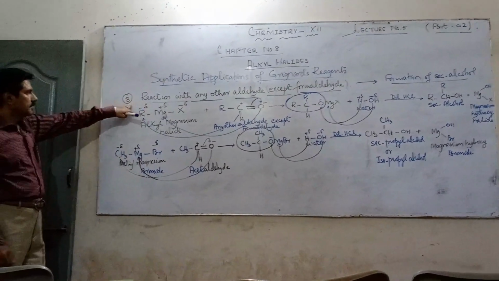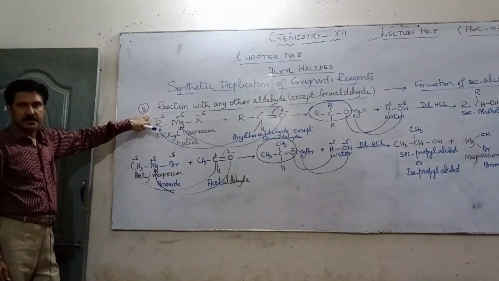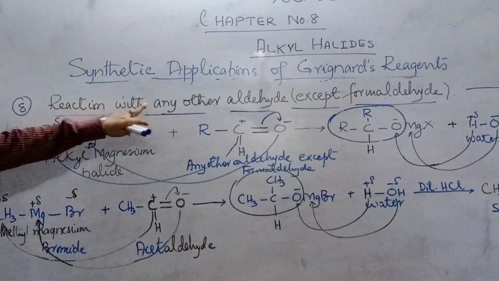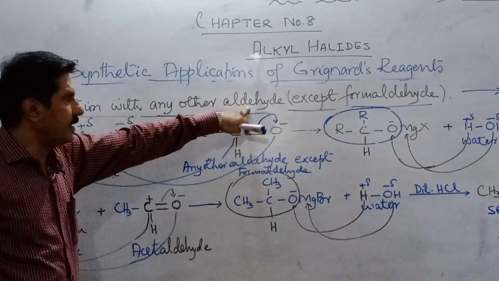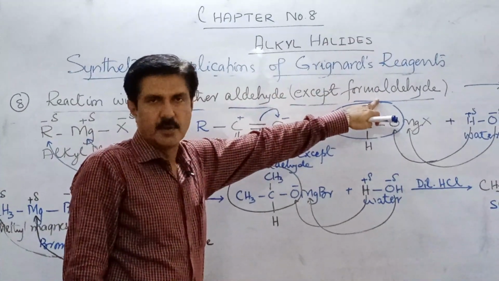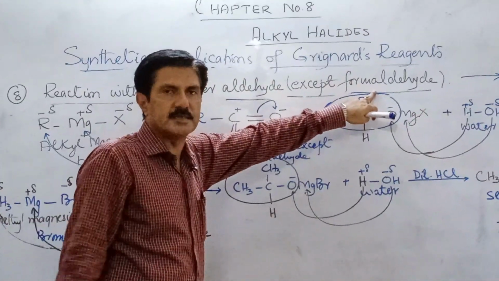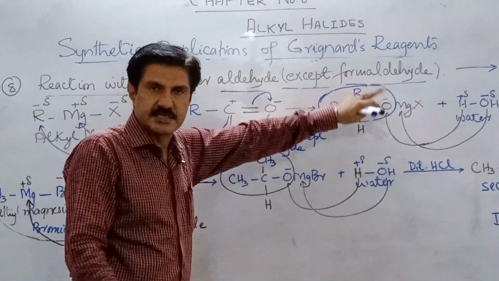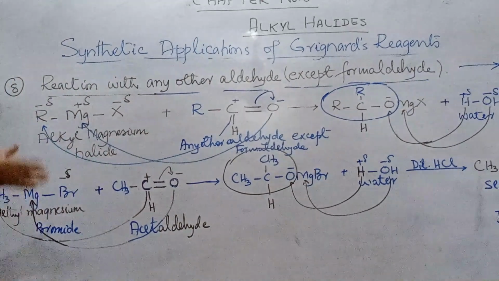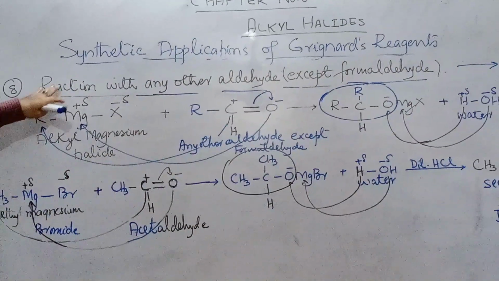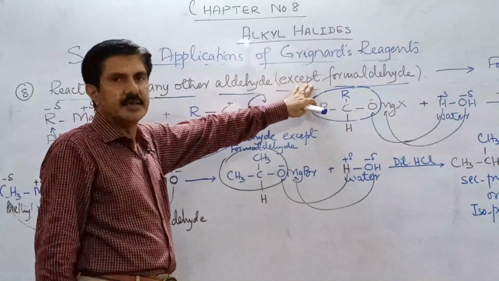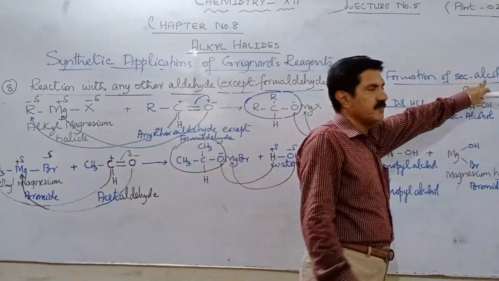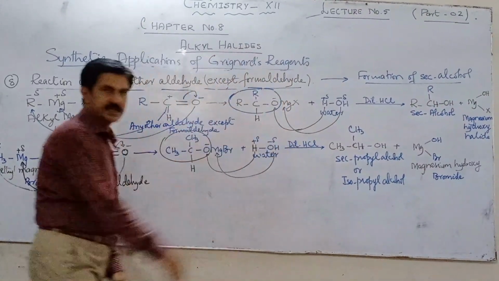Moving ahead, the 8th synthetic application of Grignard's reagent is the reaction with any other aldehyde except formaldehyde. When I say any other aldehyde except formaldehyde, I mean it may be either acetaldehyde, propionaldehyde, butyraldehyde, whatever. So whenever Grignard's reagents are reacted with any other aldehyde except formaldehyde, mind you all, the product obtained will be a secondary alcohol always.